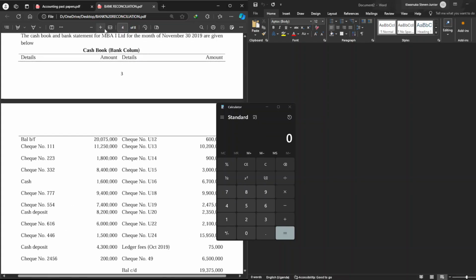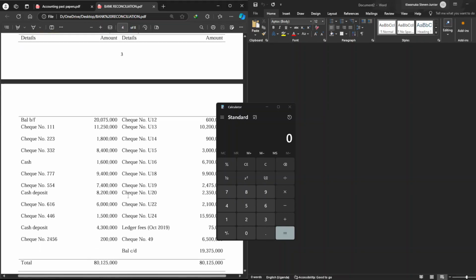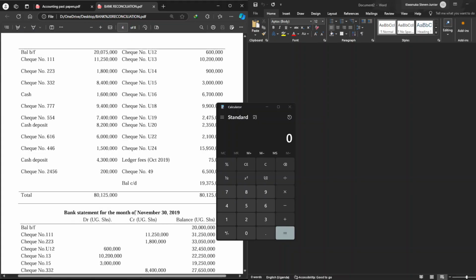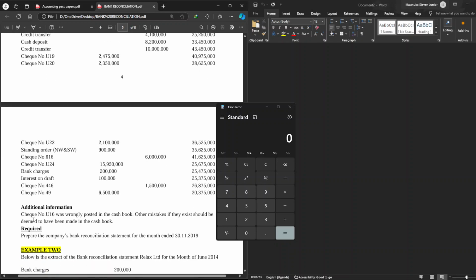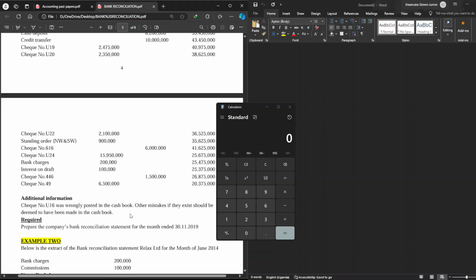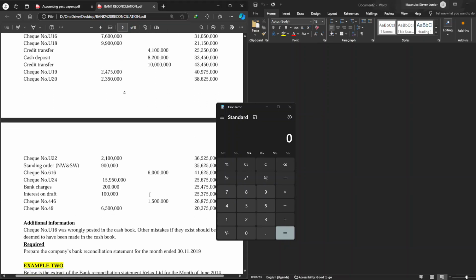So we have here a cash book for Imba I Limited. Then here we have a bank statement for the month of November, and then the question tells us check number was wrongly posted in the cash book. Wrongly posted means there is an error with it, could be in the sides or in the amount. Other mistakes, if they exist, should be deemed to have been made in the cash book. This is our assumption that the errors are all made in the cash book, not the bank statement.